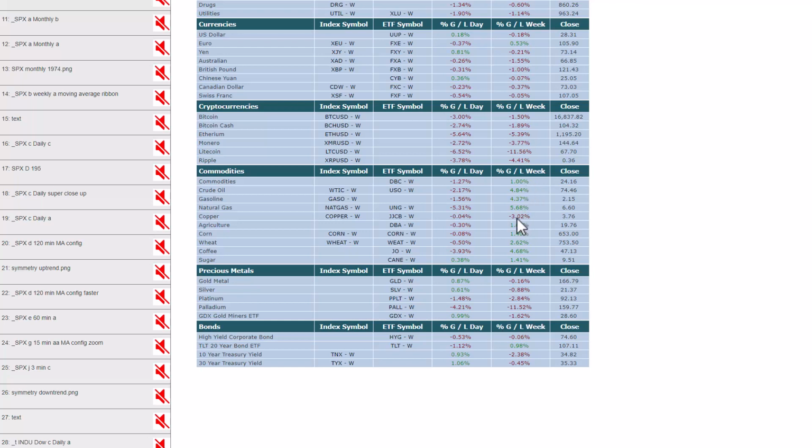except for copper, which lost 3%, but nice gains in all the other commodities here, from crude oil to natural gas. All the ags were up. By the way, sugar has a bullish chart, which I'll show you way below.